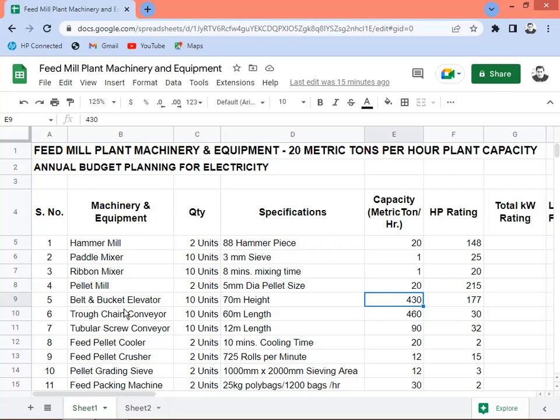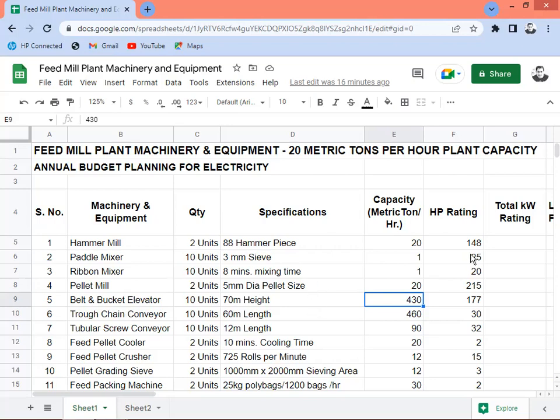The silos could have maybe around 10 metric tons capacity, or 20 metric tons capacity, and you have, let's say, 10 units or 20 units, depending on your operation, or what the output is that you are planning to produce in that feed mill plant.